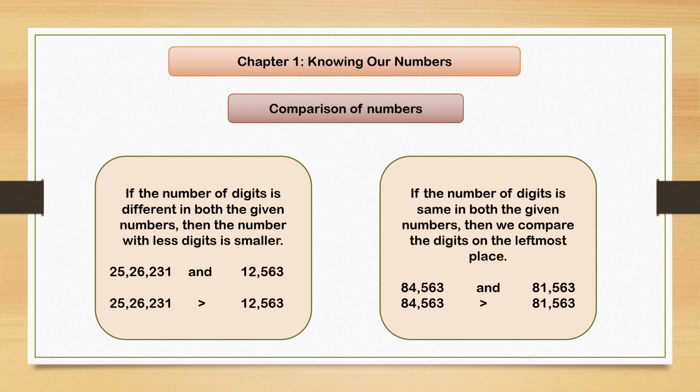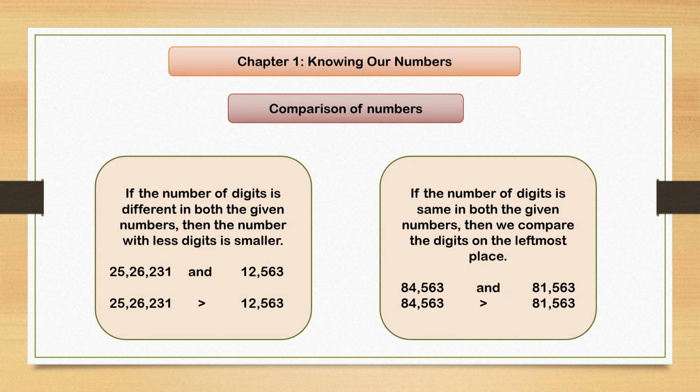Now, let's look at the second situation. That is where the number of digits is same in both the numbers. Here we have two numbers. First is 84,563 and second is 81,563. Now, if you observe carefully, both the numbers have 5 digits each. In such a situation, we compare the digits on the leftmost place.